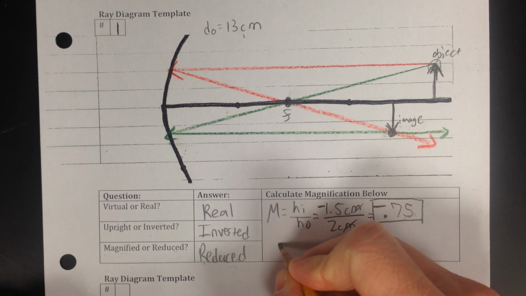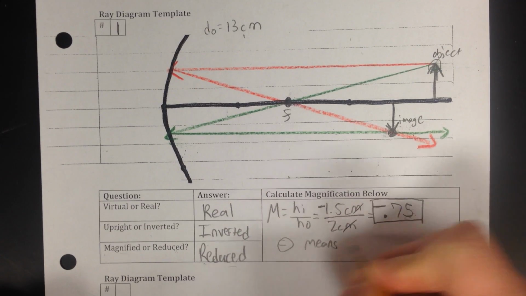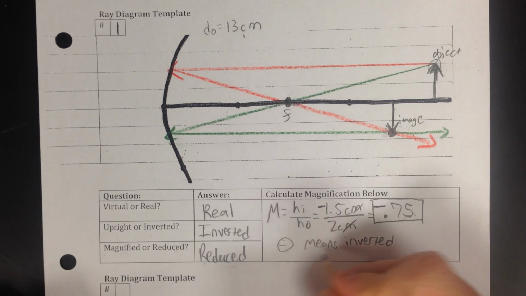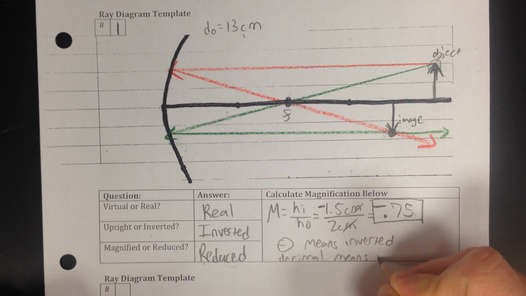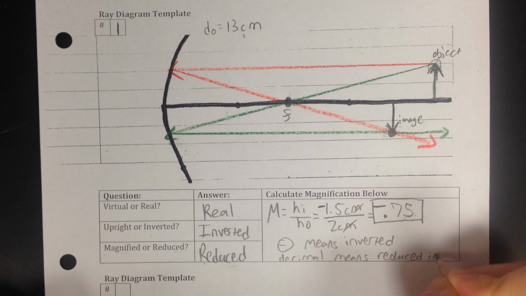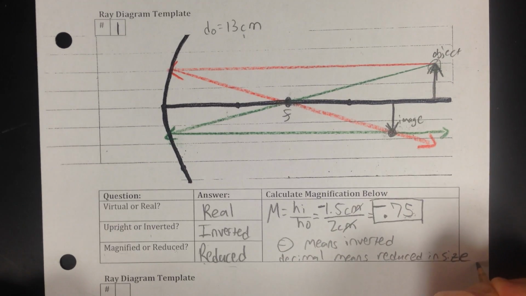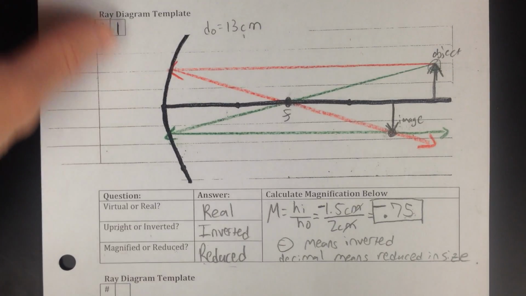So negative means inverted. Decimal means reduced in size. Okay? Alright, let's do number 2.